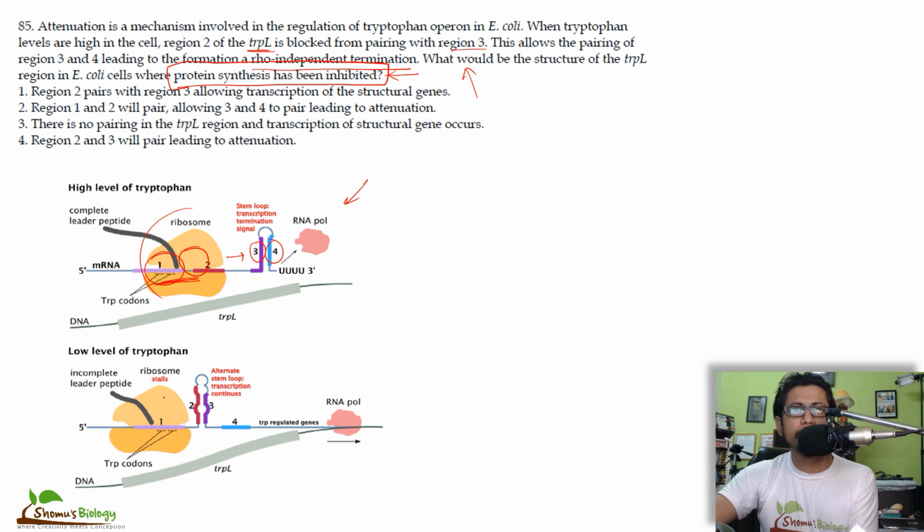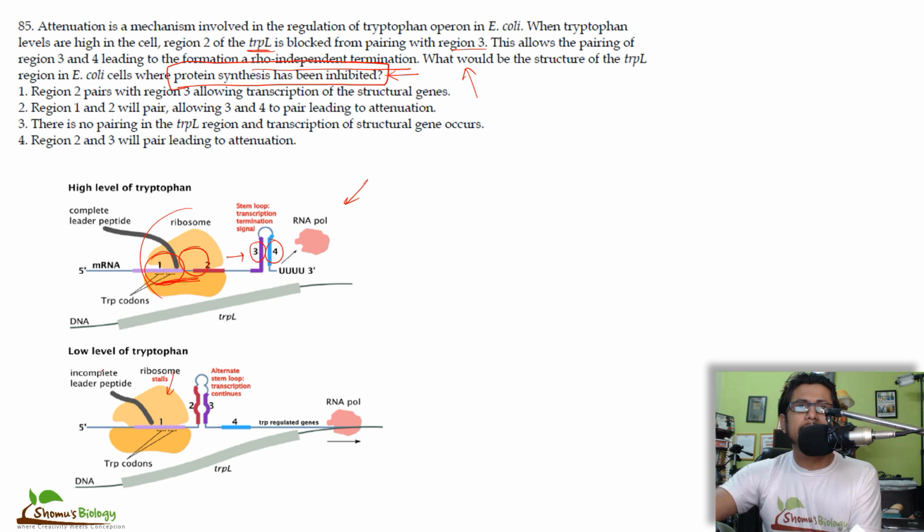Now normally in a situation where the ribosome stalls in 1, where tryptophan is absent, in that case the ribosome remains in the 1 for a long time because there is no tryptophan.